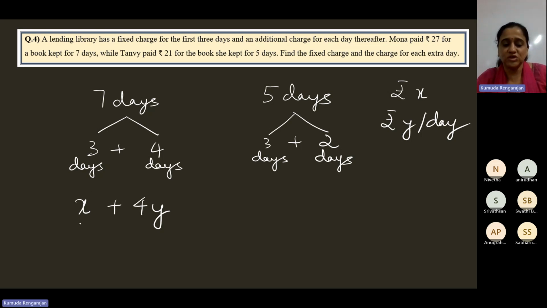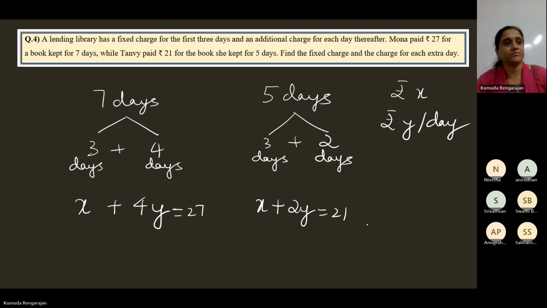So fixed charge for 3 days is X. Additional charge after 3 days, per day, is rupees Y per day. So for 3 days it is X plus for the 4 additional days it is 4Y. Here it is X plus 2Y. Now what is the total here? We have to put both the charges together, and that's the total charge.